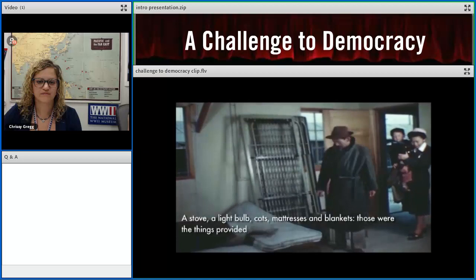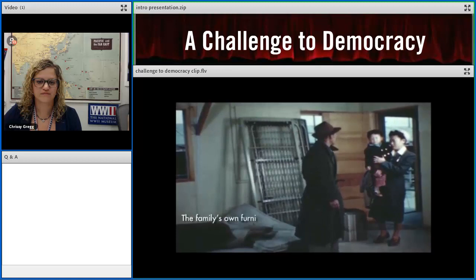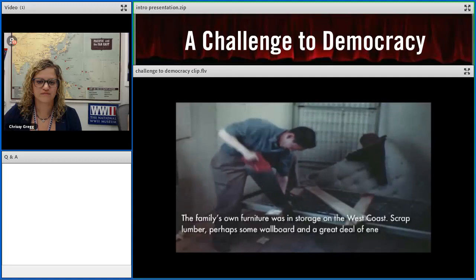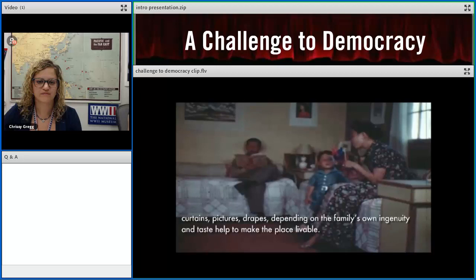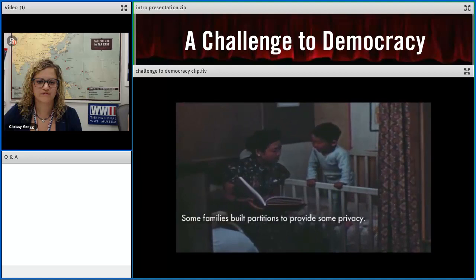Those were the things provided by the government. The family's own furniture was in storage on the West Coast. Scrap lumber, perhaps some wallboard, and a great deal of energy, curtains, pictures, drapes, depending on the family's own ingenuity and taste, helped to make the place livable. Some families built partitions to provide some privacy. Others took what they received and made the best of it.